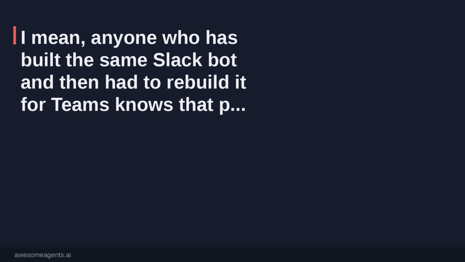I mean, anyone who has built the same Slack bot and then had to rebuild it for Teams knows that pain. Yeah, this does solve a real problem. It does. But I want to flag a few things. First, this is a public beta, version 4.14, but only 67 GitHub stars at launch. The Vercel AI SDK has over 20 million monthly NPM downloads for comparison. 67 stars, that is basically day one, so we are talking early adopter territory.